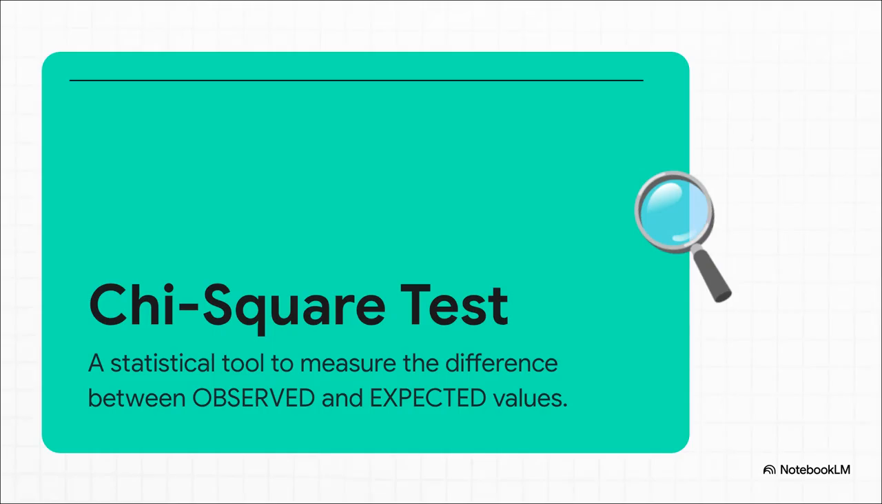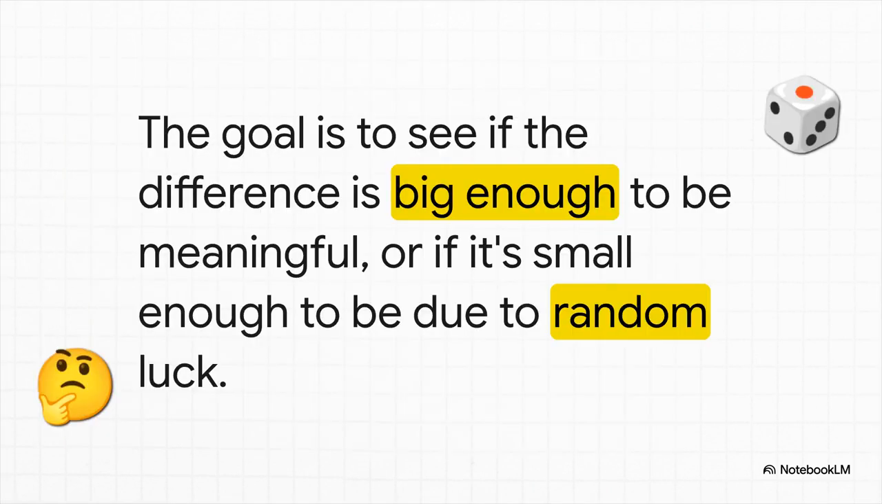The test then takes those two sets of numbers, what you saw versus what you expected, and it boils that difference down into a single score. That score, that's our chi-squared statistic. And the bigger that number is, the bigger the gap between reality and your initial theory. So here's the bottom line. Is that gap big enough to actually be meaningful? Or is it so small that it could have just happened by pure chance, just random luck? This test gives us the statistical ruler we need to finally measure that difference.